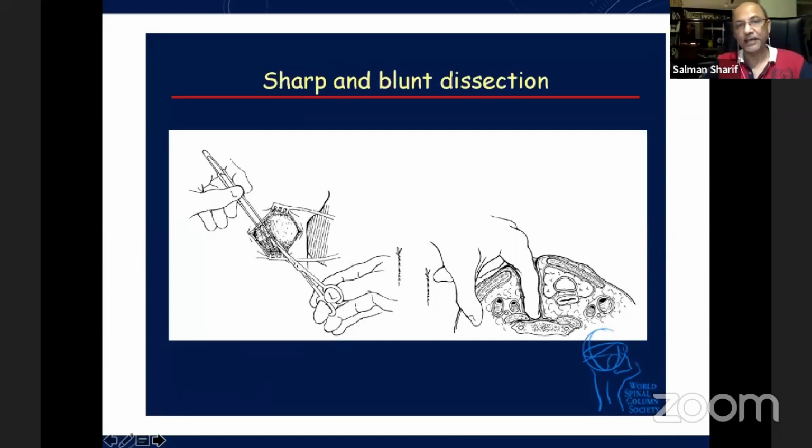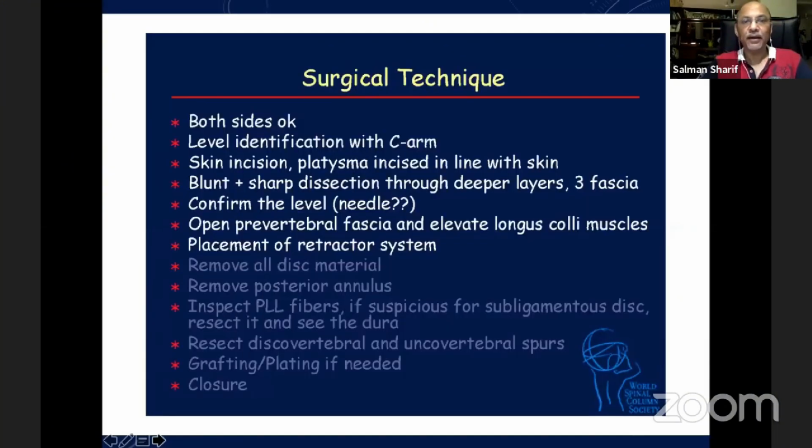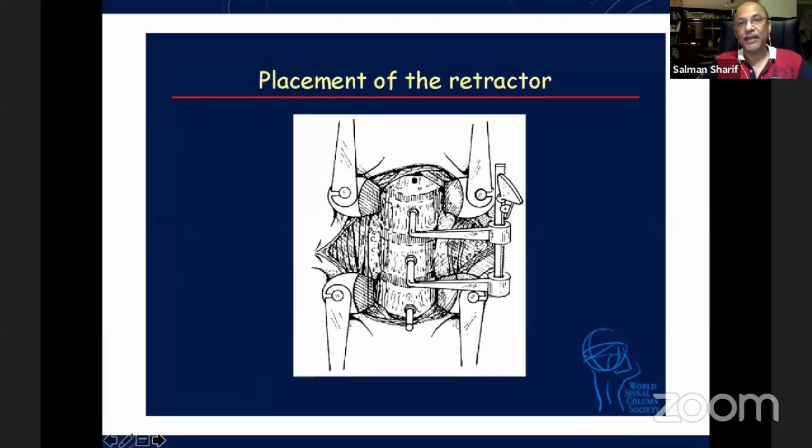Blunt and sharp dissection, you can use both, and you put your finger in once you've separated the fascia that I'm going to show shortly. So you've got the deep cervical fascia, the pretracheal fascia, and the prevertebral fascia. All these are important to separate when you're going in, because if you don't cut this, then you won't be able to put your retractors in the right place. The placement of retractors is important.